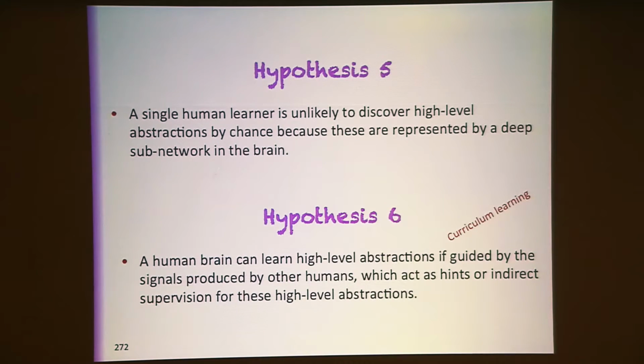Fifth hypothesis, basically just slowly building to the things I've been saying: a single human learner is unlikely to discover high-level abstractions by chance because these are represented by a deep subnetwork in the brain. So what I'm saying is that some things that I've called high-level abstractions are hard to learn by pure gradient descent on some objective. And if that's the case, it's hypothesis, then humans must suffer from the same problem.